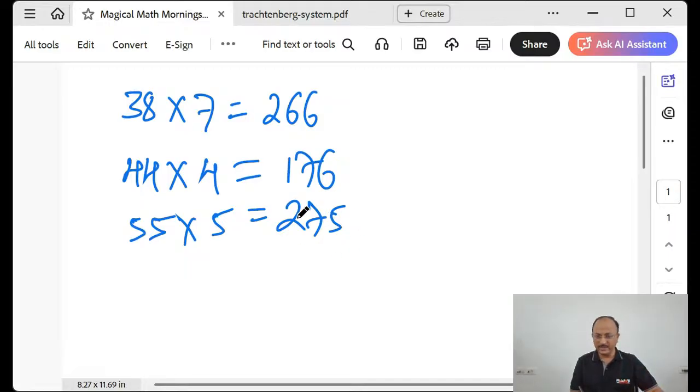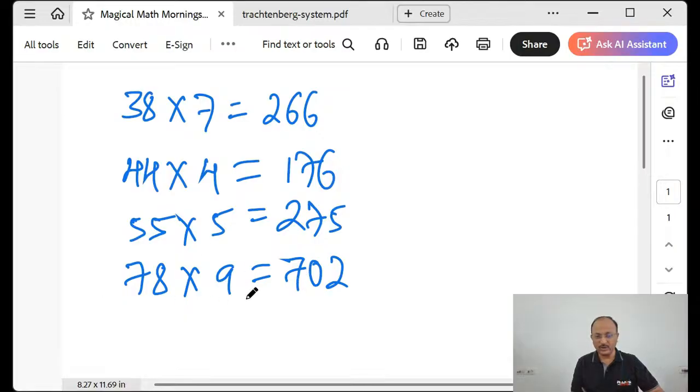Let's take a little bigger number. 78 into 9. What do we do? 7 nines are 63, so 630. 8 nines are 72. This is a little bigger number. 630 plus 72, we will get 702. It takes a little bit of time.